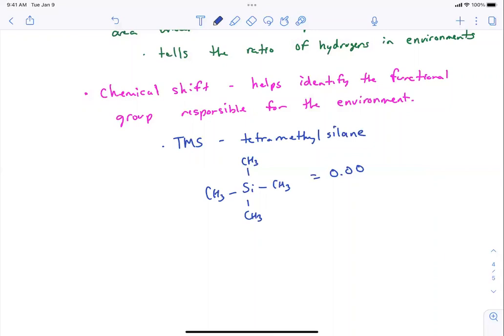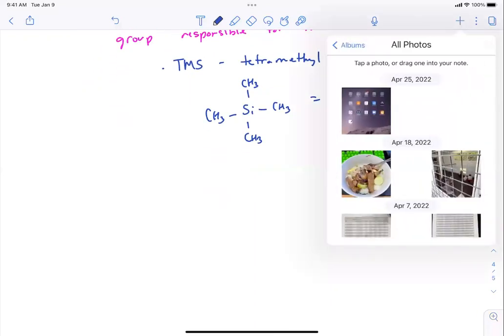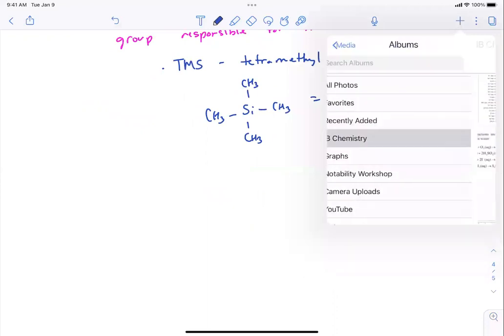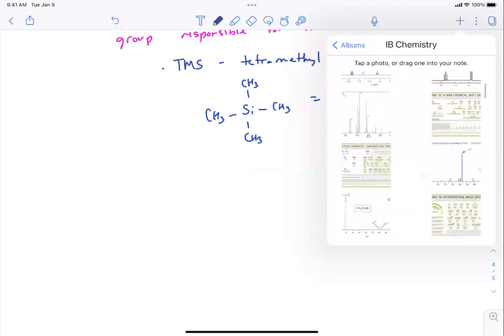Questions. Okay. Oops, not all my photos. IV chemistry. You don't need to see what I had for lunch. Okay.